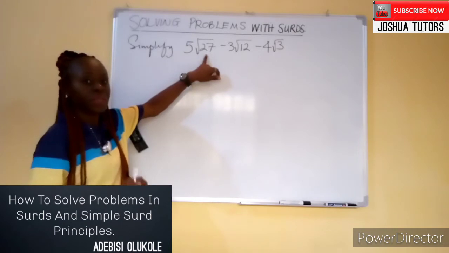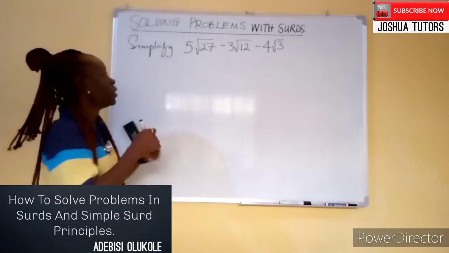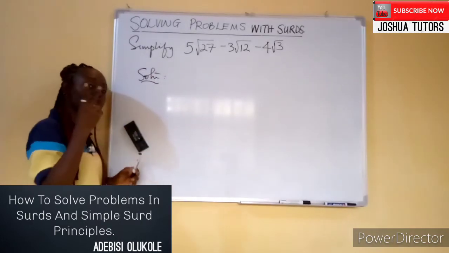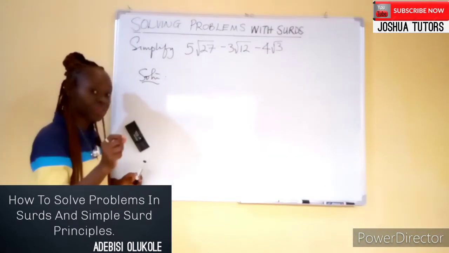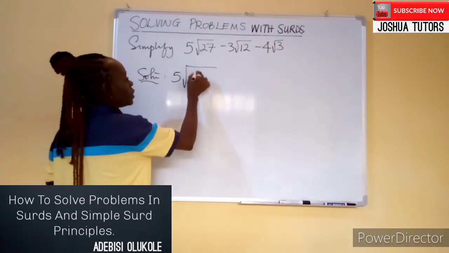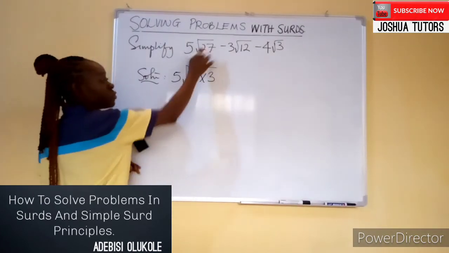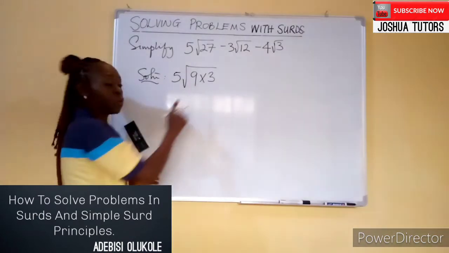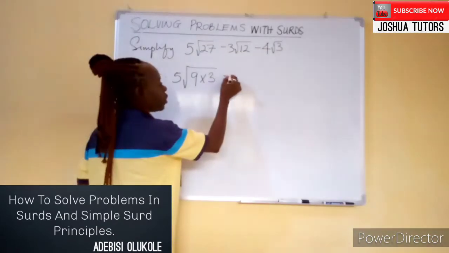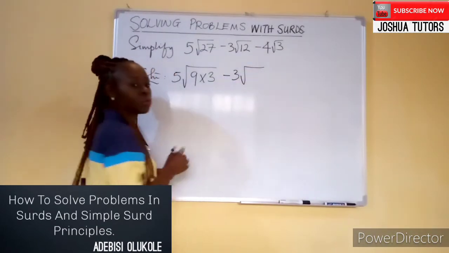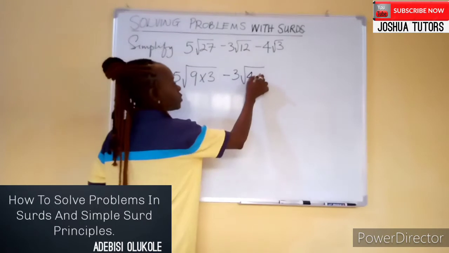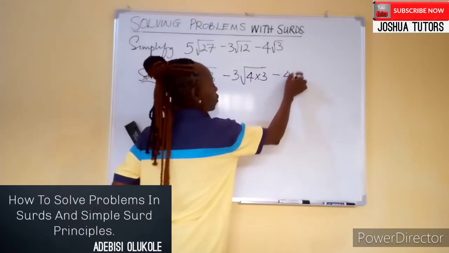27 is a multiple of 3. So I'm going to reduce 27 into two products. One which is a perfect square, the other one an irrational number. So I have 5 surd 9 times 3. 9 times 3 is my 27. But if you look at 9 and 3, one of them is a perfect square, which is 9. So we'll get back to that in a moment. Minus 3 surd, let's look at factors of 12, one of which should be a perfect square, that's 4. 4 times 3. And then minus 4 surd 3.